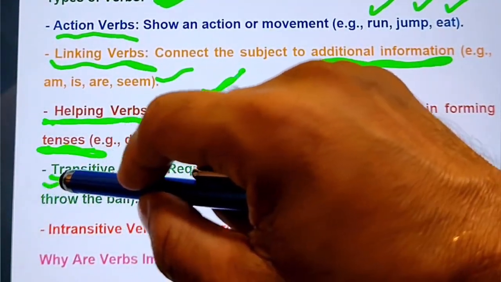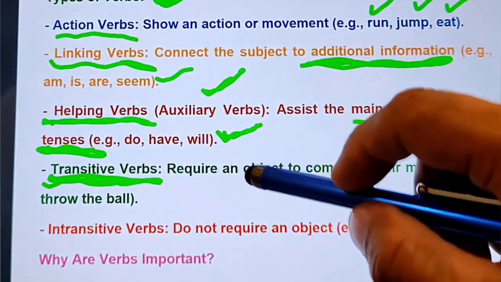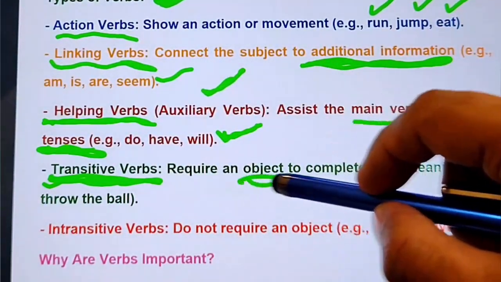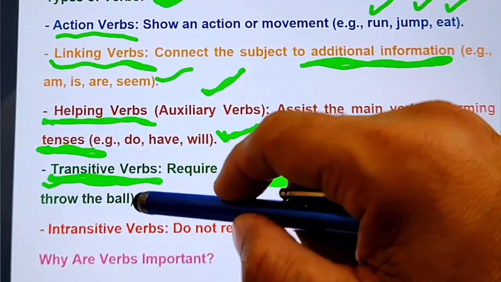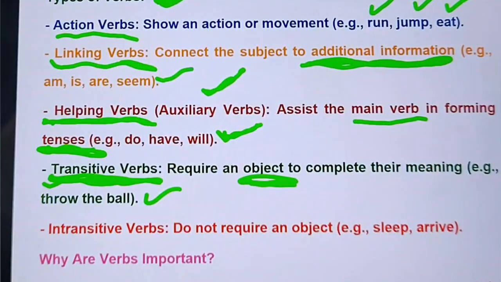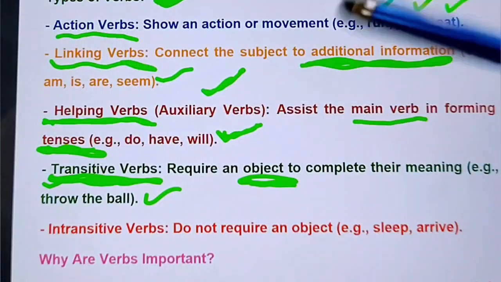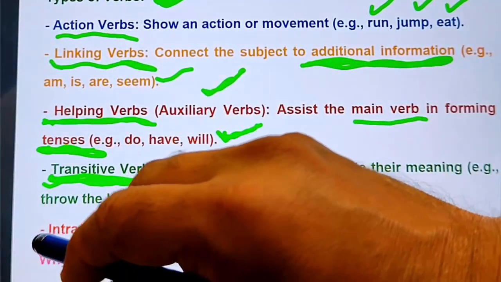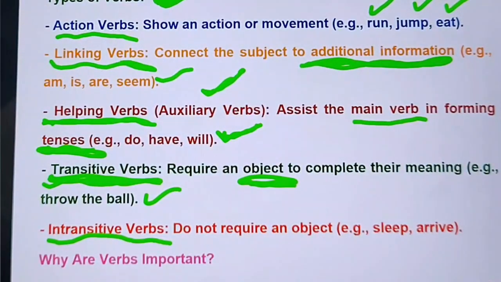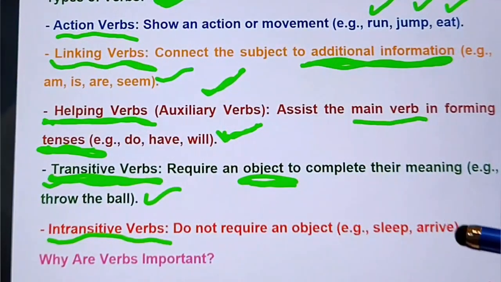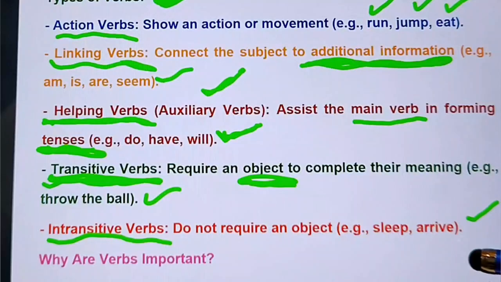Next one, transitive verbs. Transitive verbs require an object to complete their meaning. For example, throw the ball. Ball here is an object. So this completes their meaning with an object. And the next one here, intransitive verbs. Intransitive verbs do not require an object. This is complete without an object. For example here, sleep, arrive. These are examples of intransitive verbs.